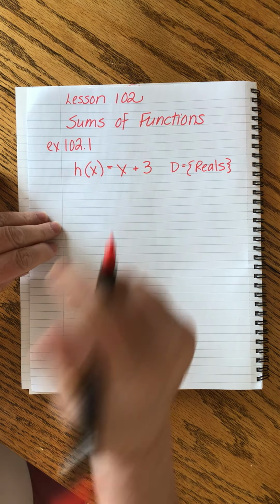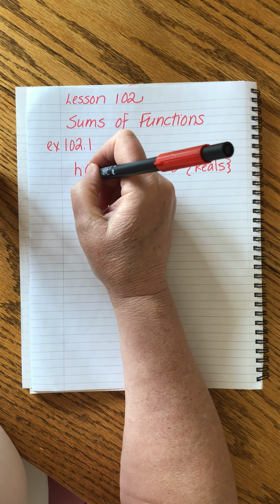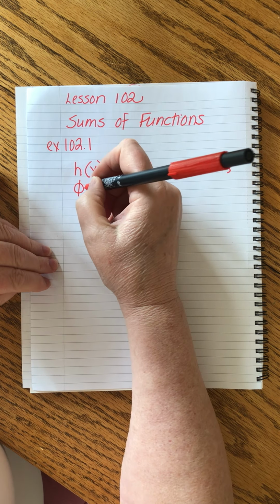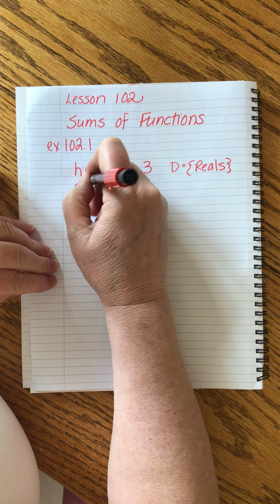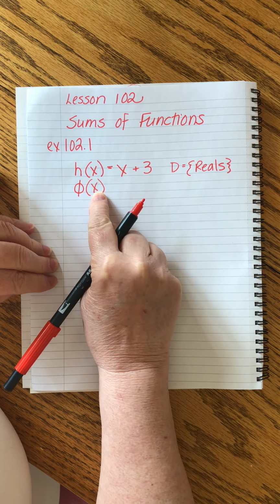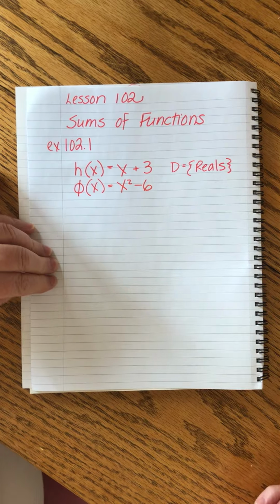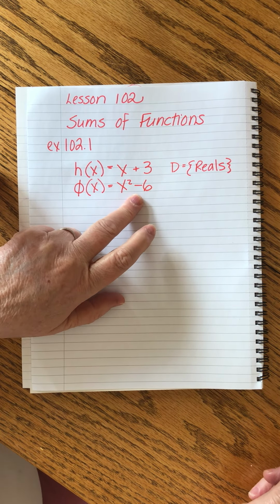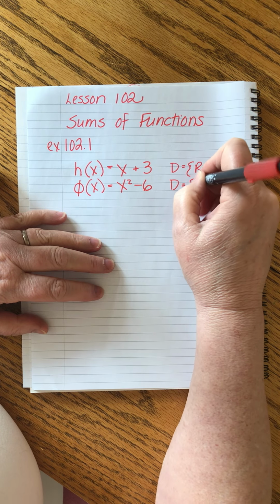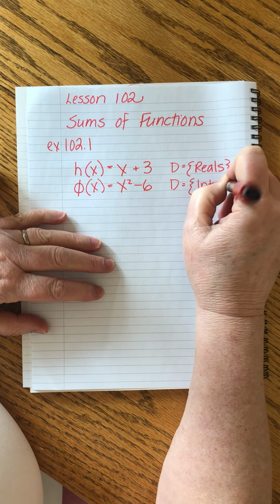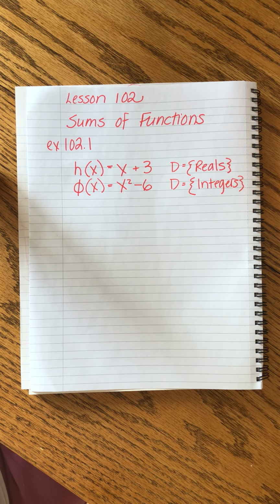Now there's a second function. What is that? That's not a theta, I think it's a Greek letter, we don't know which one it is, I'll figure it out. That's the name of that function, and this one isn't too much more complicated. We take whatever we're inputting, we square it, and then we subtract 6. Now this one has a different limitation. We're only allowed to put integers into this one. For whatever reason, again, not our rule, we just have to abide by it.